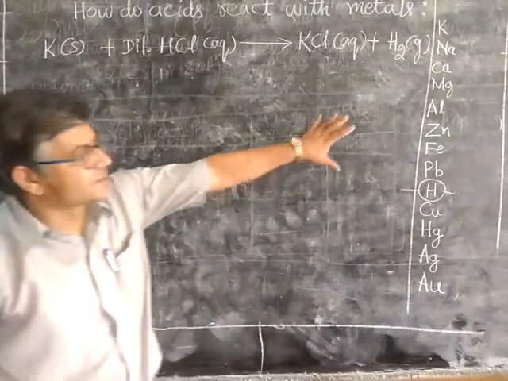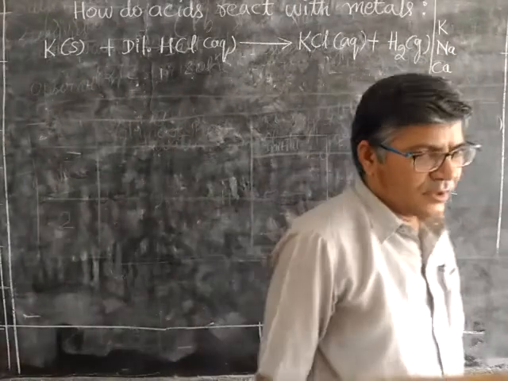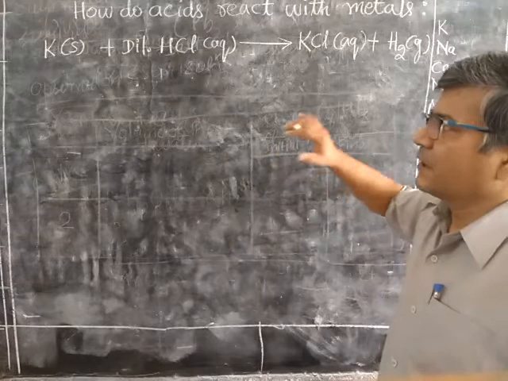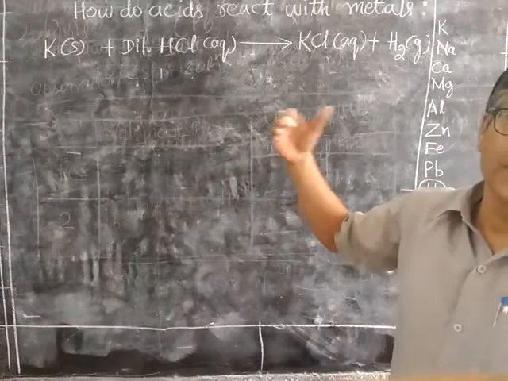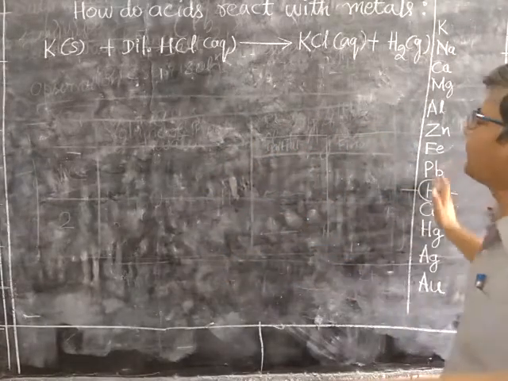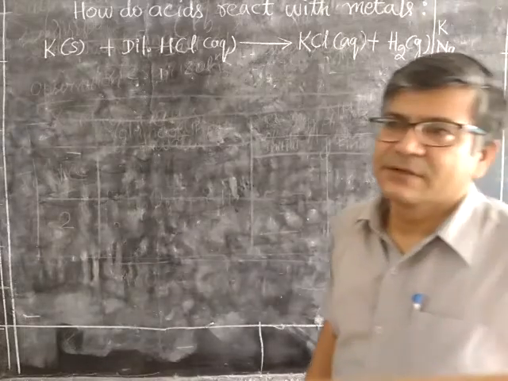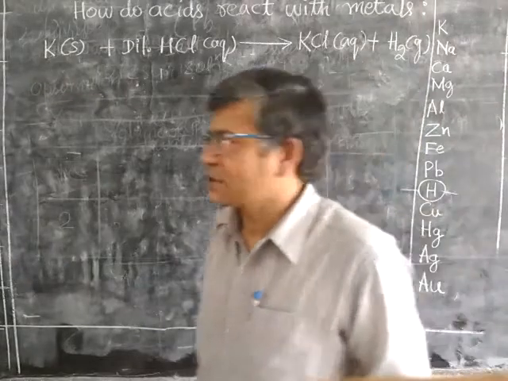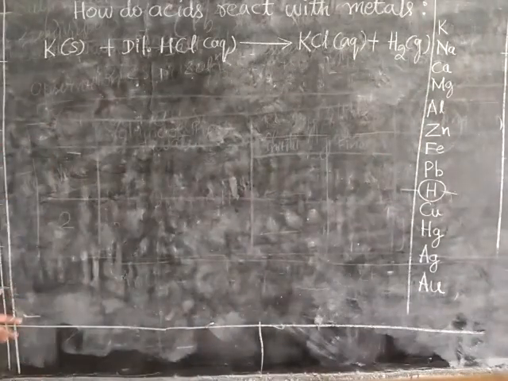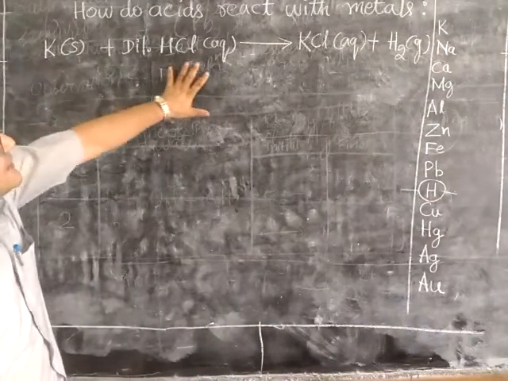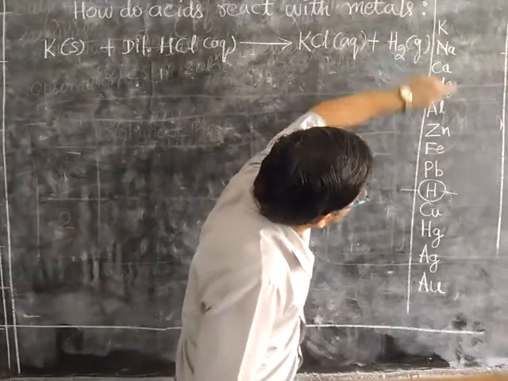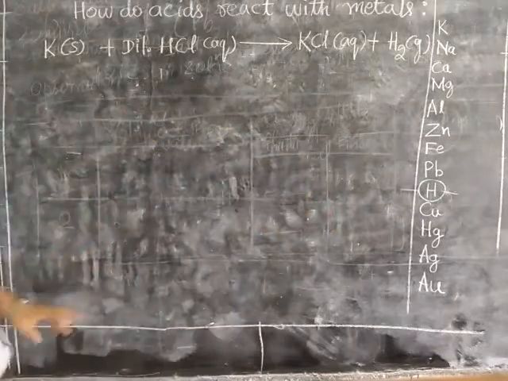I'm keeping this arrangement with me right now because we are going to see more reactions, and this will be helpful to understand the occurrence of those reactions, whether those reactions will be feasible or not feasible. So this is going to happen because potassium is above hydrogen. It is more reactive, so it will displace hydrogen. This is going to happen.